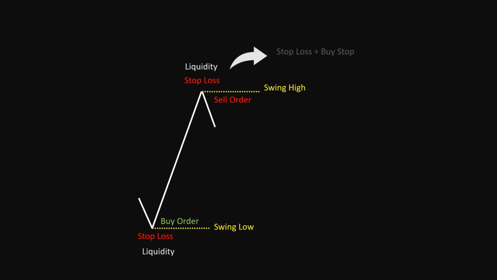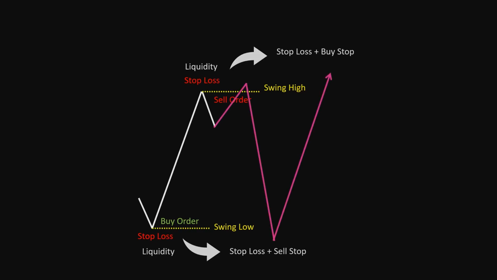Because beneath the low and above the high, there are likely to be thousands of pending orders, stop losses from traders, and in many cases, breakout orders as well. For example, under a swing low, there might be both buy-side stop losses, from those who bought earlier, and sell stop entries, from breakout traders waiting to short if price breaks below. Above a swing high, you'll find sell-side stop losses and buy stop orders waiting to trigger on a breakout.